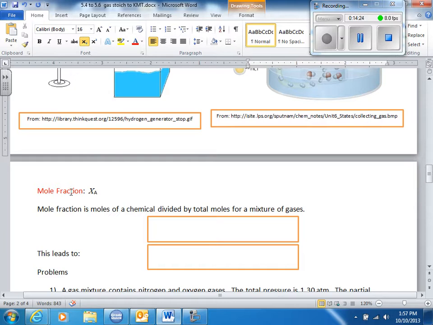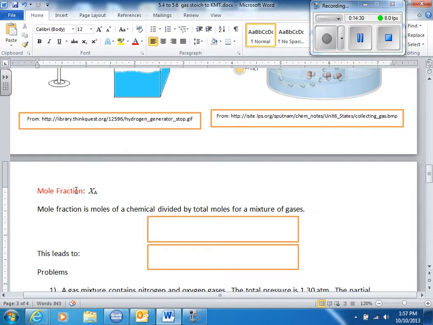There's something called mole fraction, XA. Mole fraction is just like you think. Fraction is part of a whole, so a mole fraction would be the part of the moles that are A over all the moles. The fraction of all the moles that are only substance A. So there's our equation for mole fraction.